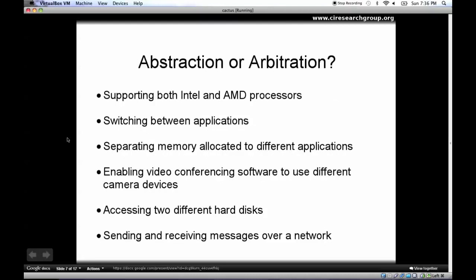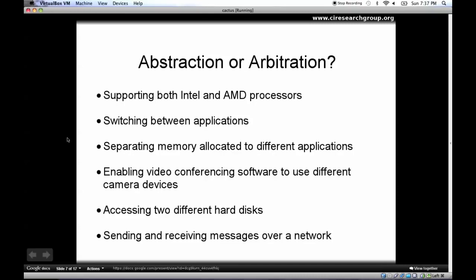Now, of these examples, do we have a situation where we have abstraction or arbitration? Well, first example is supporting both Intel and AMD processors. This is an example of abstraction. We don't have to write separate software for an Intel processor relative to an AMD processor, at least for 99.99% of applications. Simply write the application once, it will run on either processor.